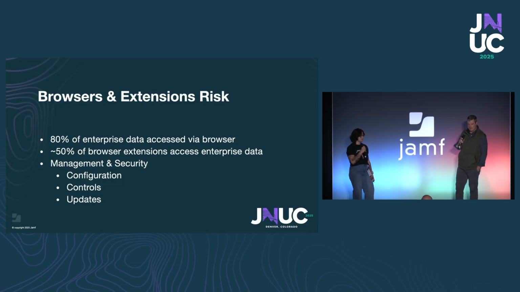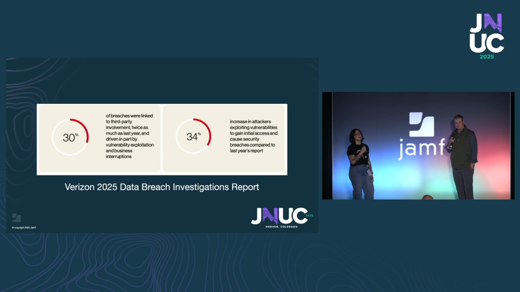And then a couple more stats. From the Verizon 2025 DBIR report, you see that about 30% of all breaches involve a third party. That's double 2024. Extensions and browsers are third party. And then you also see a 34% increase in vulnerability exploitation. Browsers get frequent updates, right? Chrome is constantly updating. How do we set Emily and team up for success in that area? And then what do we do for extensions and managing updates?